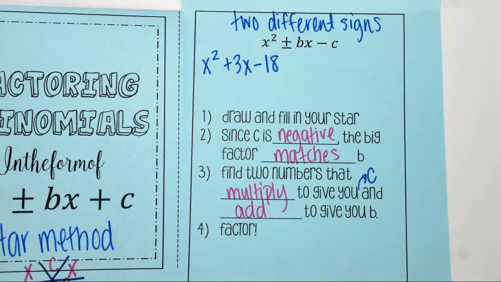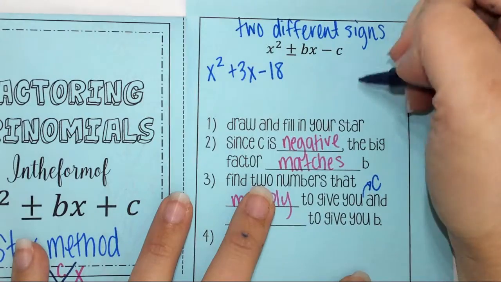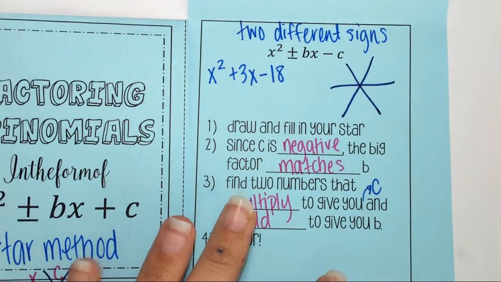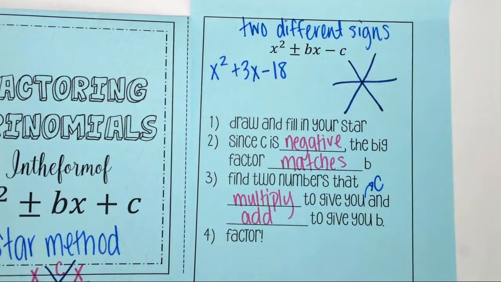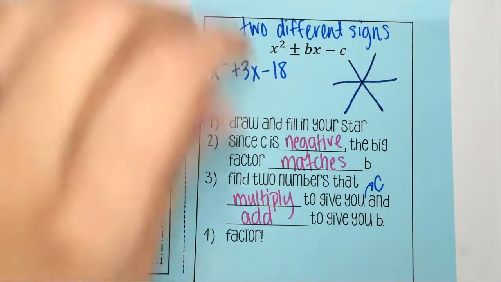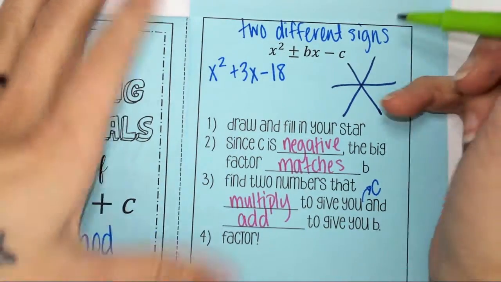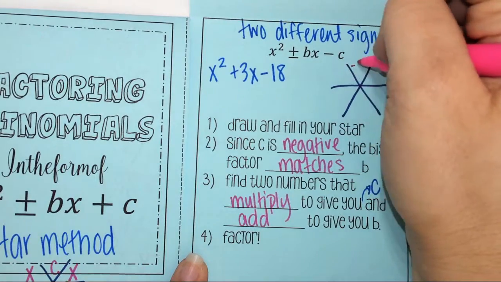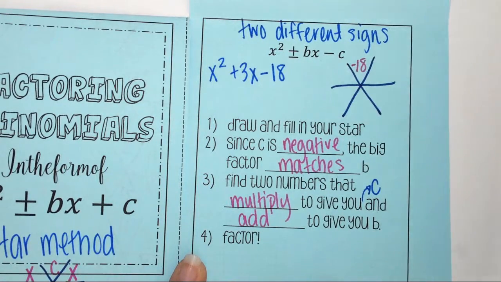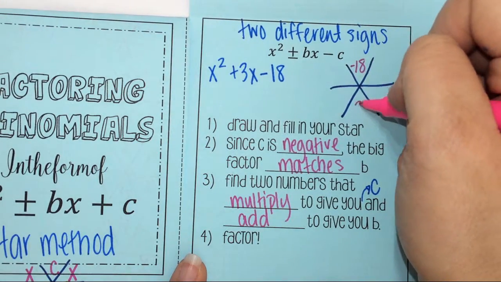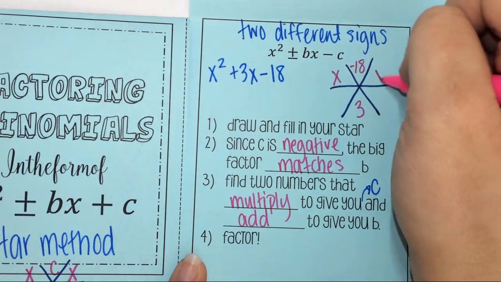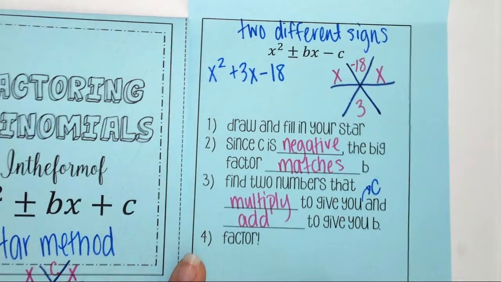Okay. Alright, so we need to draw our star. Alright, what is C this time? Negative 18. What is B? Positive 3. And what do I put in the top left and right? X and X.